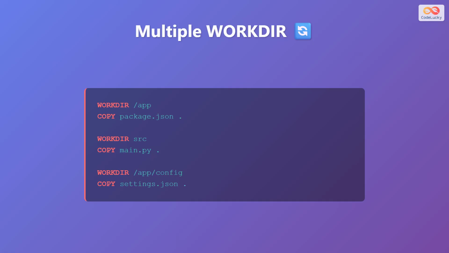You can use WORKDIR multiple times in a Dockerfile to switch between different working directories. For example, you might first set the working directory to /app and copy a package.json file there. Then you can change the working directory to /src and copy your source code files. Finally, you might switch to /app/config to copy configuration files. Each WORKDIR command changes the context for the following commands, allowing you to organize your files into different directories within the container.